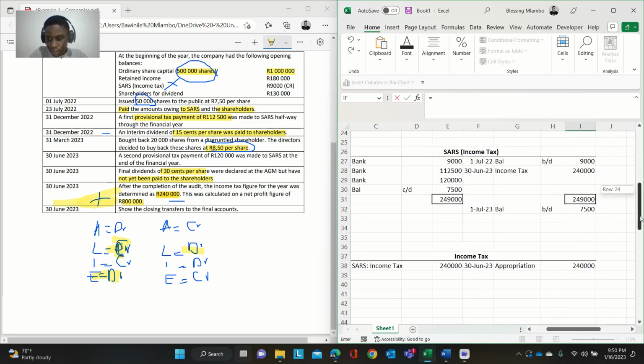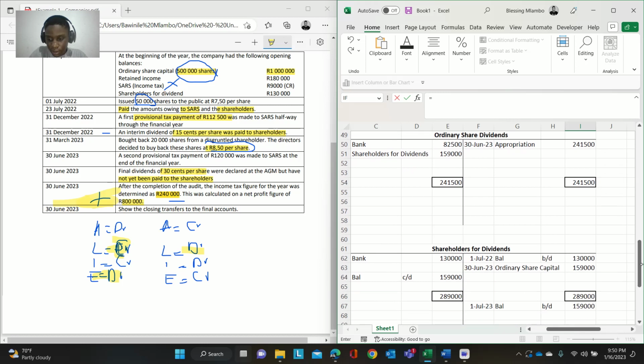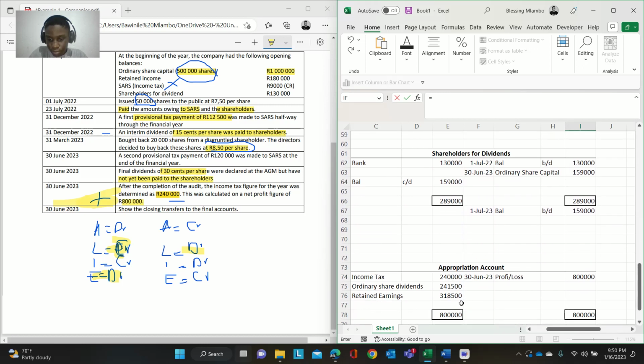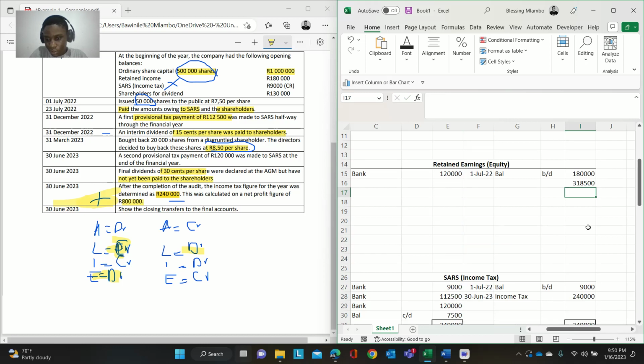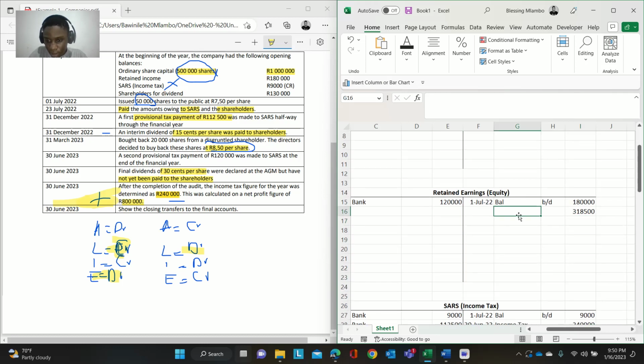Cool, let me just plug in that figure. That figure is 318,500. So I plugged it in the retained earnings account, and it's from the appropriation account. This is on the 30th of June 2023. So we have the undistributed profits at the end of the year sitting in retained earnings.